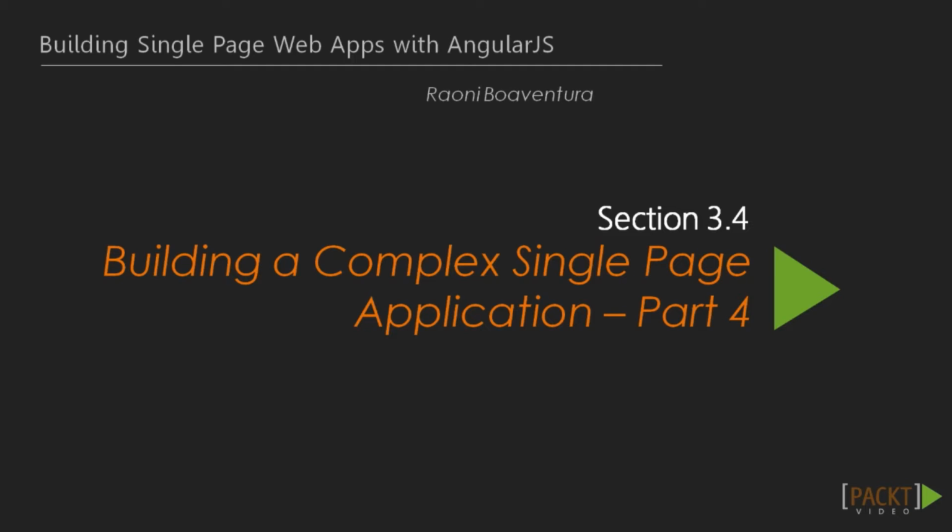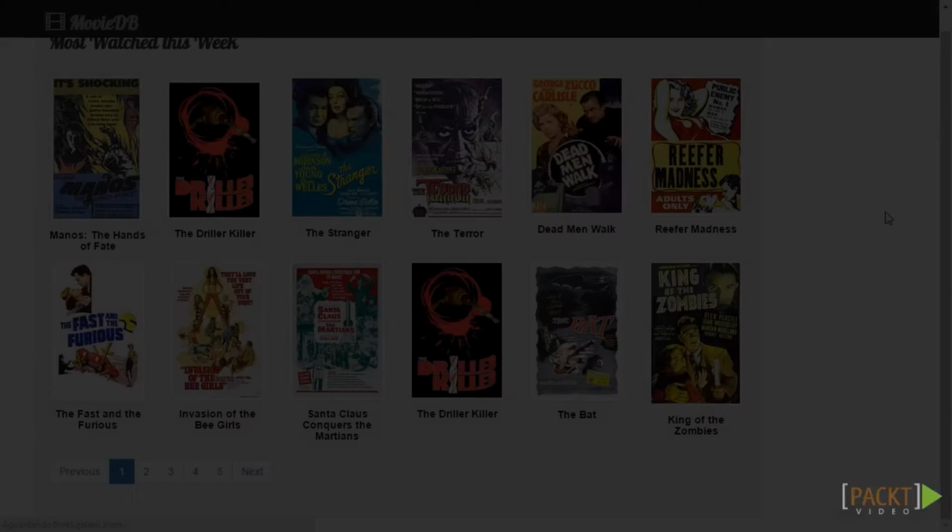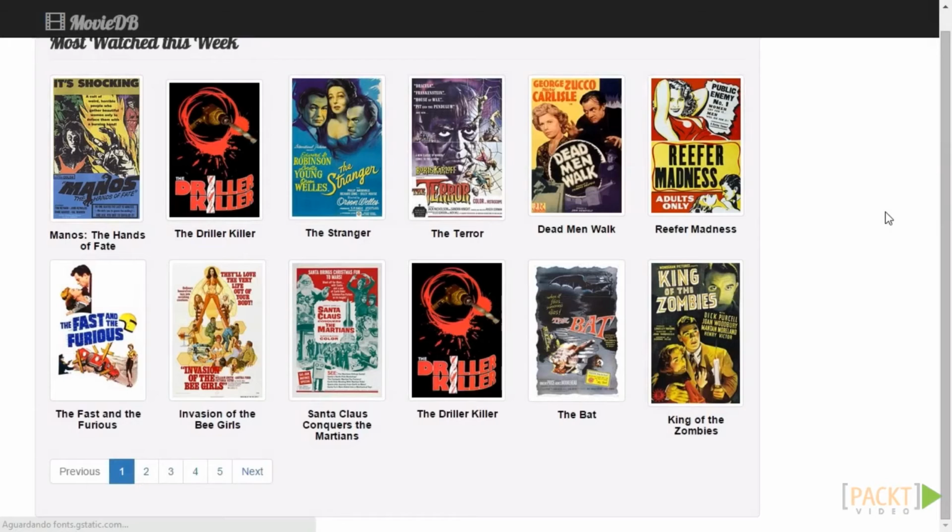routes. A web application is composed of several different pages. In a regular application, your location inside the app is defined by the URL you request. For example, if you go to facebook.com, it will take you to a profile page. But if you go to facebook.com/messages, it will take you to your inbox. In a single page web application, however, the entire app actually runs on the same page.